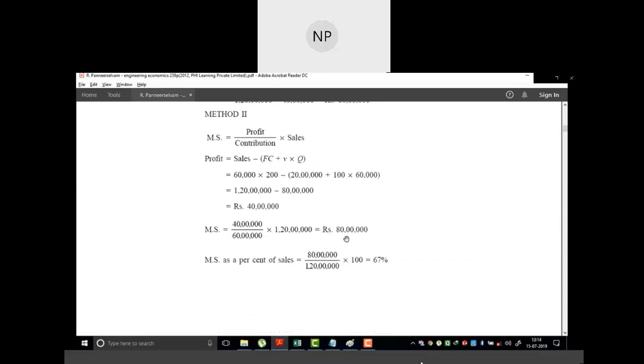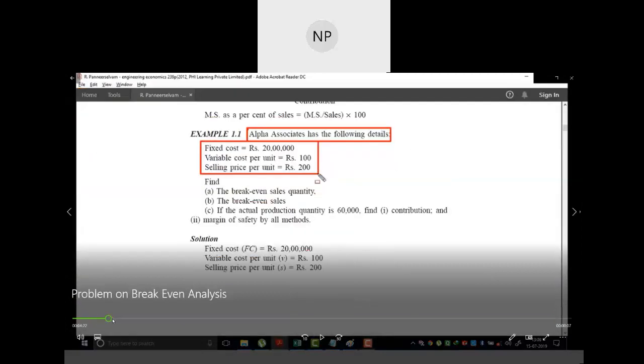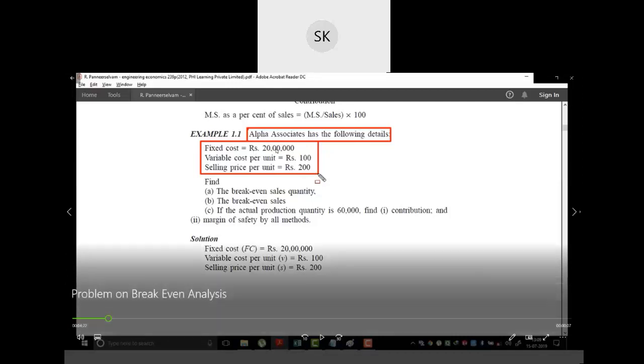The third is contribution. Contribution can be defined as sales minus variable cost. So sales is equal to S into Q, minus variable cost, V into Q. S is 200, Q is 60,000, V is 100 and Q is 60,000. So 100 into 60,000 is equal to 60 lakhs. So the contribution is equal to 60 lakh rupees.